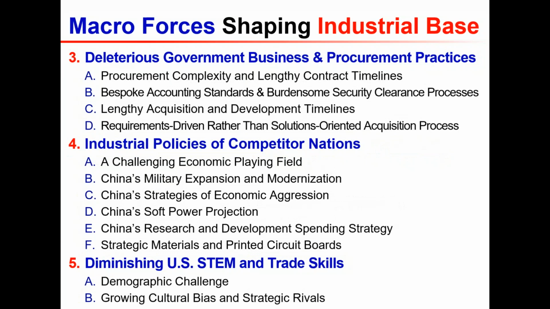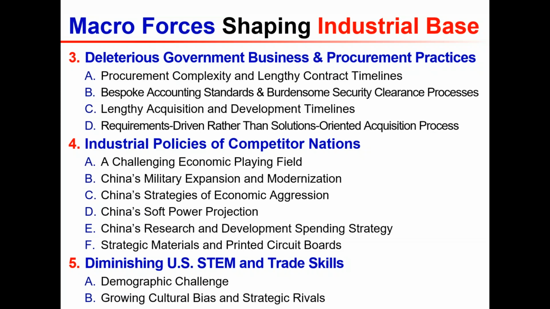Number three, the third macro force is deleterious, a hard word to say, deleterious government business and procurement practices. Basically, the way we procure things makes it very hard for our defense industrial base, whether it be the procurement complexity and lengthy contract timelines. People just don't even want to get the contract to begin with. To get the procurement deal, only a few firms have the expertise, the patience, and the knowledge to do that, right?